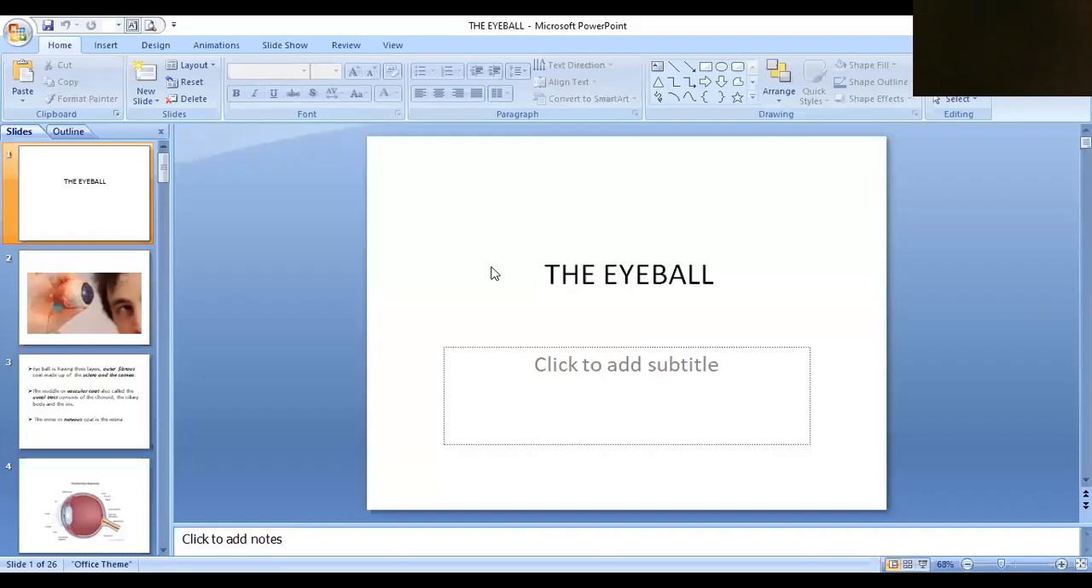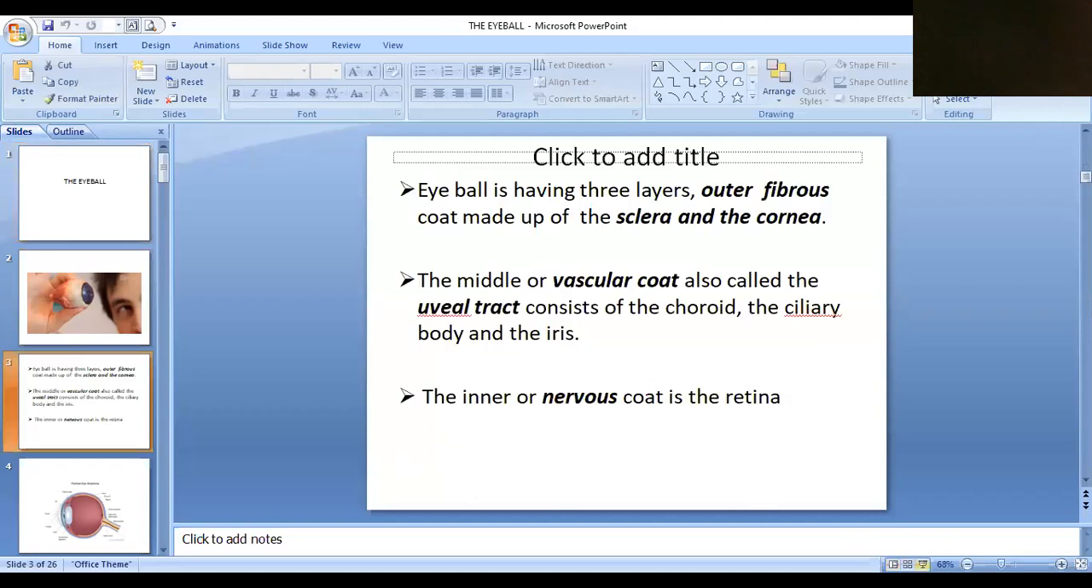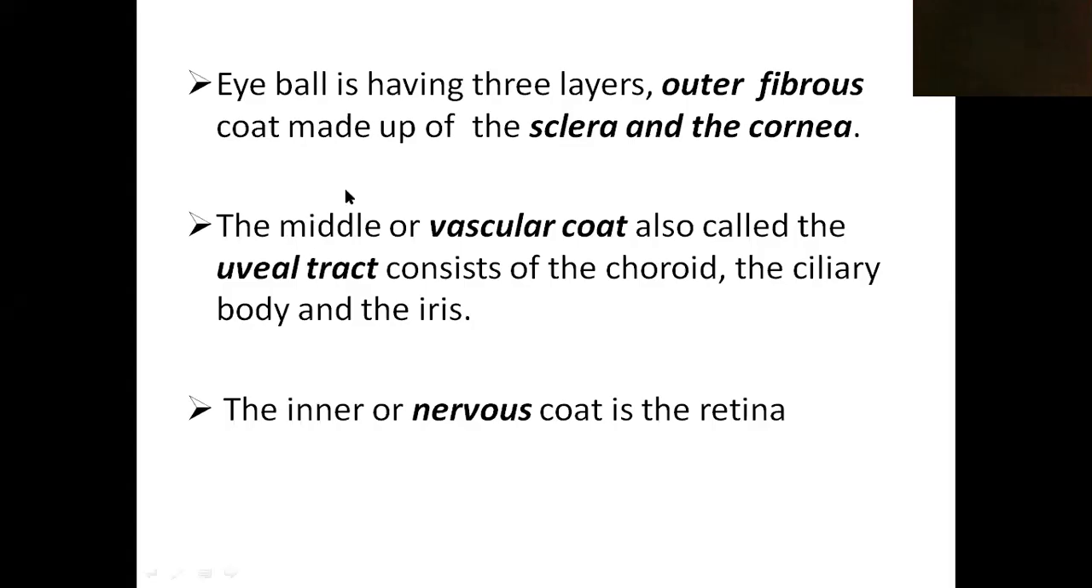Dear students, today we are going to discuss the layers of the eyeball. The eyeball basically has three layers. What are the three layers? Outer fibrous layer, middle vascular layer, and inner nervous layer.